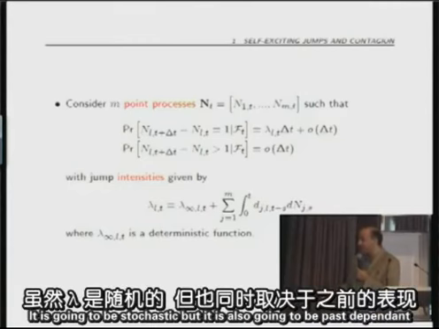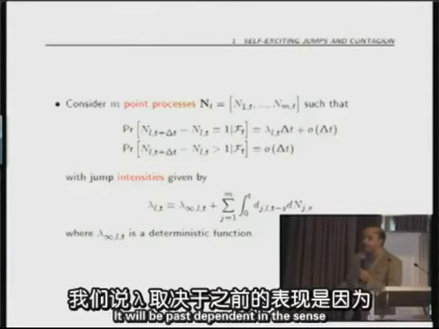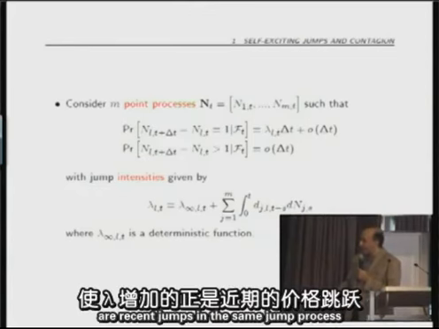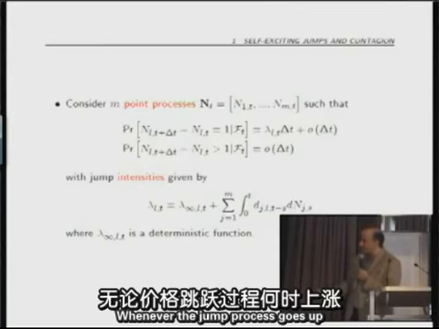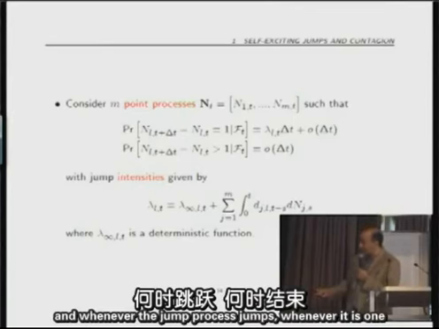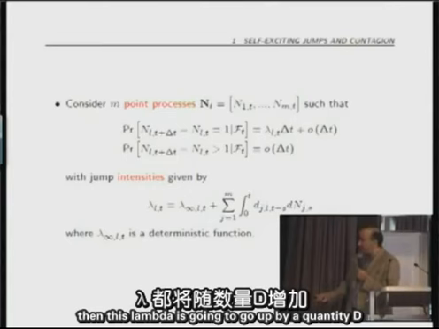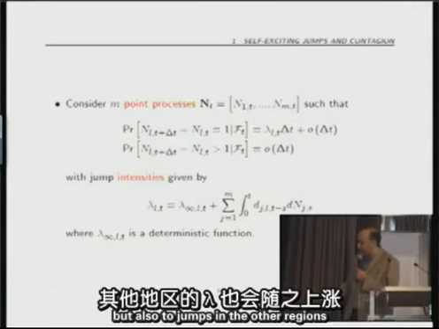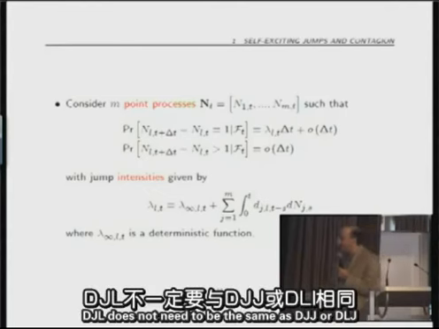It's going to be stochastic, but it's also going to be path-dependent. It's going to be path-dependent in the sense that what gets lambda up are recent jumps in the asset, in the same jump process. So whenever the jump process jumps, whenever it's 1, then this lambda is going to go up by a quantity d. And it's going to go up in response to not only its own jumps, but also jumps in the other regions. So DJL doesn't need to be the same as DJJ or DLJ.